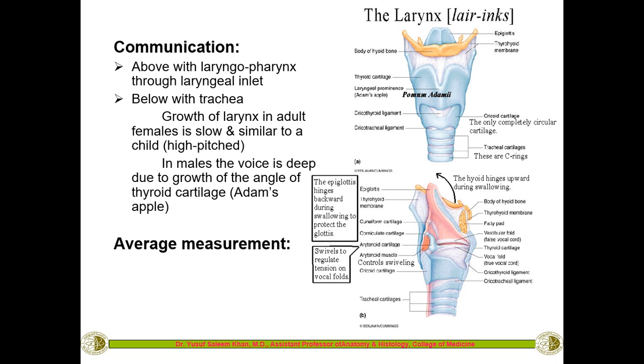Compare the measurements in males and females. In males, it is much larger, almost 44 millimeters in length, 43 millimeters in breadth, and 36 millimeters in depth. In females, it is a little smaller compared to the male, almost 36 millimeters in length, 41 millimeters in breadth, and 26 millimeters in thickness.